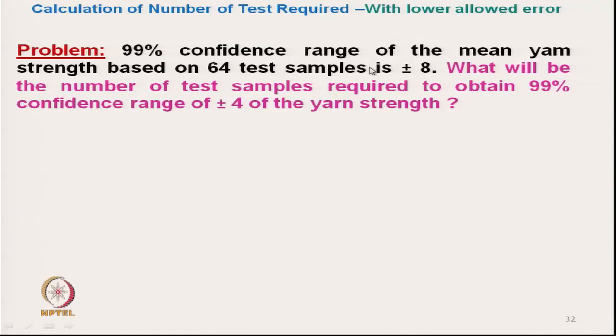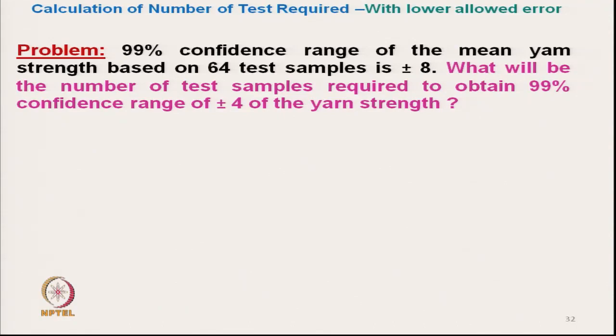Now, the numerical is that the 99% confidence range of the mean yarn strength based on 64 test samples is plus minus 8. We only know the confidence range, okay. We do not even know the mean value. What will be the number of test samples required to obtain a 99% confidence range of plus minus 4 of the yarn strength? So, the confidence limit is the same, 99%. Only the range has changed.